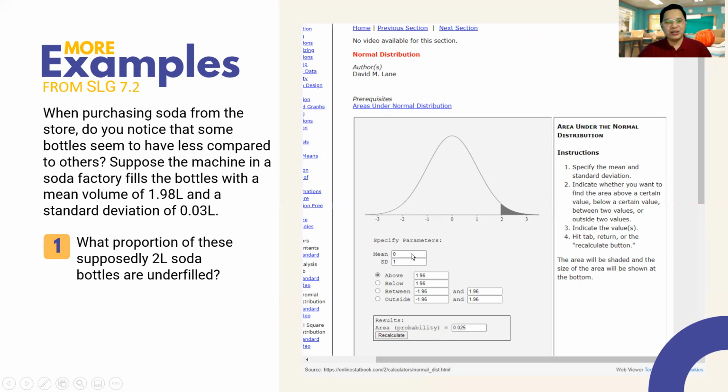So let's try that with our problem. Based on the given, we know that the mean volume is 1.98 and the standard deviation is 0.03. So that's what we're going to enter here. And since we're interested in the proportion of the production of the factory that's supposedly underfilled, and their target is 2 liters, we need to look for the area below 2 liters. So let me just pick below, and then let me enter 2 here.